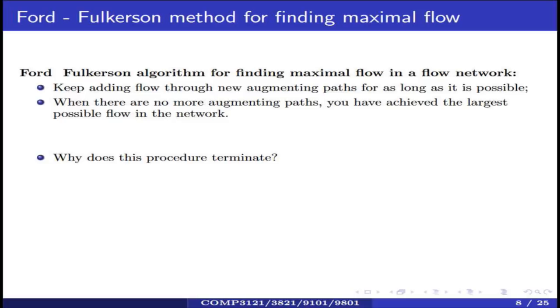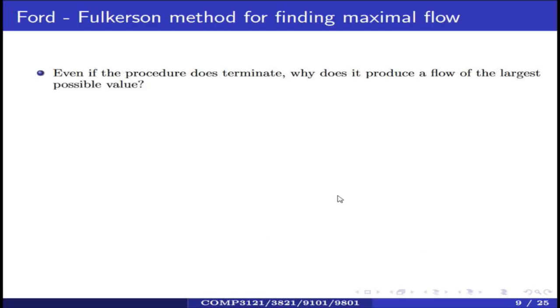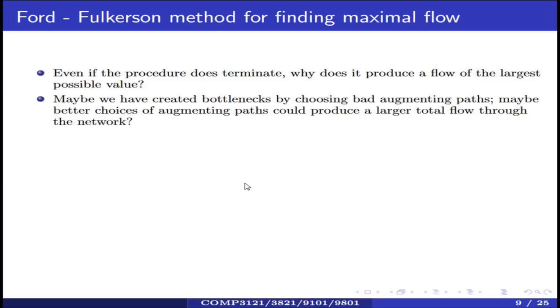First, of course, the procedure always terminates because each additional augmenting path increases the total flow. And since we assume that the capacities are all integers, it increases it by at least one. And of course, the largest flow through the network is bounded by the capacities of the pipes that you have. Clearly, since each step increases the amount of flow, eventually the algorithm will terminate. But we now want to show that in fact the flow produced in this way will be maximal.